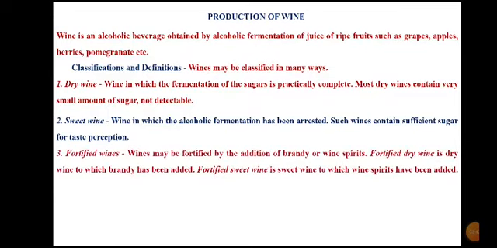Third category is fortified wine. Fortified wines are processed through fortification. Fortification means strengthening, increasing the strength of wine. So fortified wines are the blended wines. That means their strength is increased by addition of other brands with high alcohol content like brandy or wine spirits. So fortified dry wine is dry wine to which brandy has been added. Fortified sweet wine is sweet wine to which wine spirit has been added.